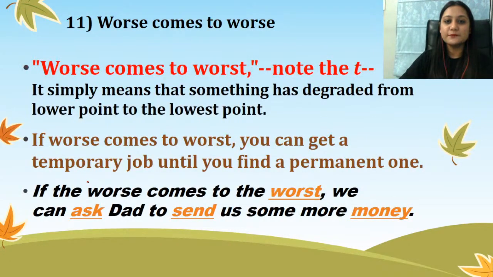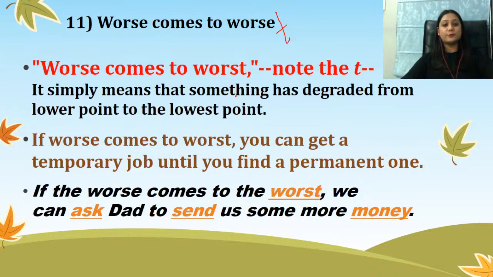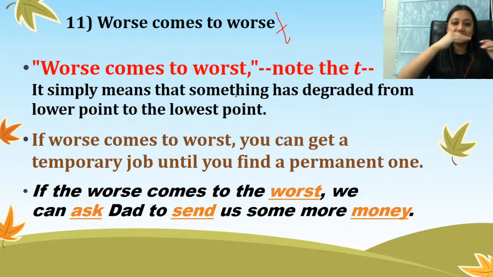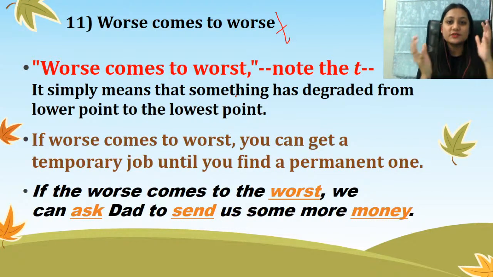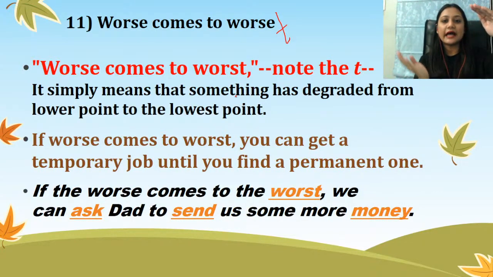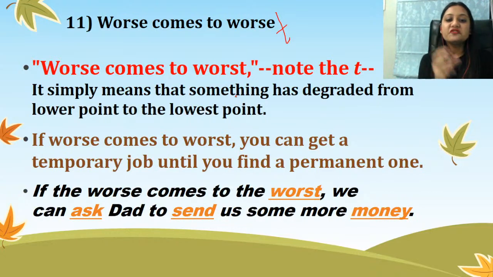Next is "worse comes to worst." It is supposed to be used with a T, right? It simply means that something has degraded from a lower point to the lowest point, right? So worse is here, and from here you come down to the lowest point, right? So worse is here and worst is here. If worst comes to worst, you can get a temporary job until you find a permanent one.